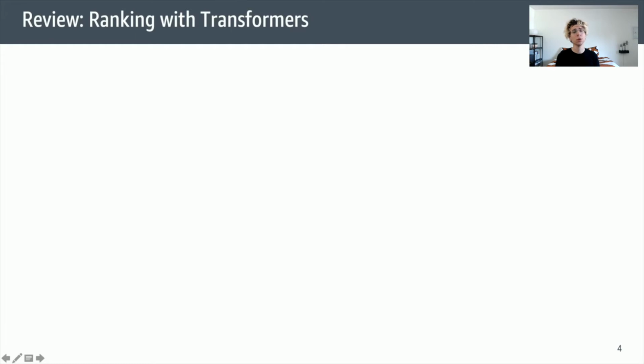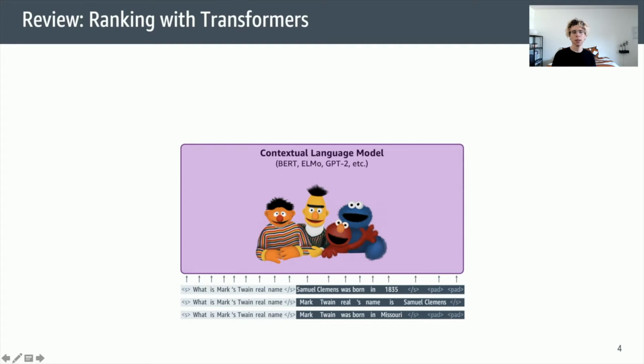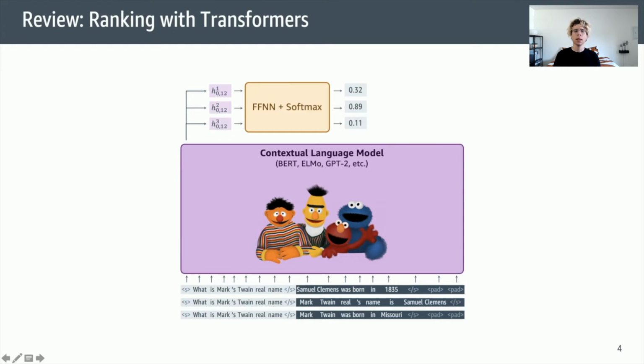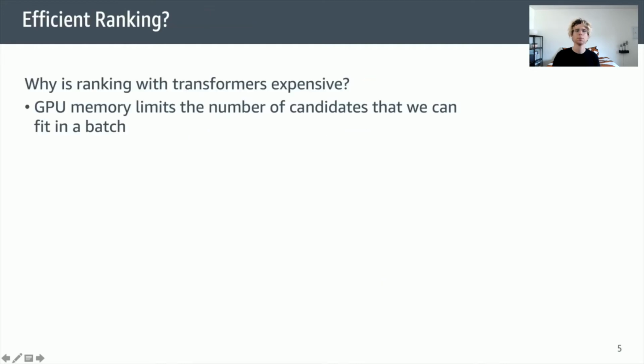So let's start with a little bit of review of how transformer models are used for ranking. In this case, I'm showing an example where I want to rank 3 question answer candidates. And I'm using a contextual language model based on transformer to obtain contextual representations for these 3 candidates. And then I'm using a trained feed-forward network with a softmax layer to obtain probability scores on these candidates. And then an argmax operation can be used to select the candidate with the highest predicted probability.